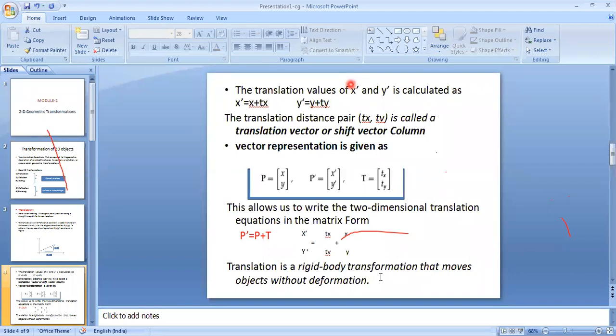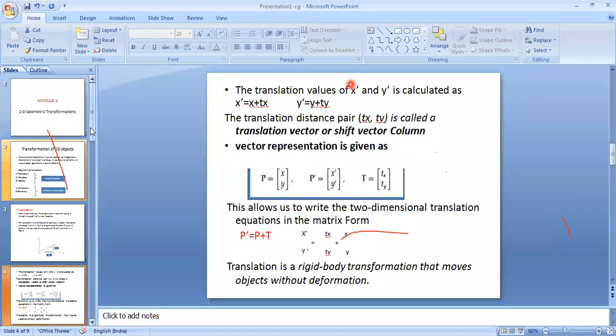It doesn't work by pixel, it works with respect to coordinates. With respect to any object you take, you change the x and y of that object by giving this tx and ty. By adding this tx and ty, you will get the new point, P dash, that is x dash and y dash.